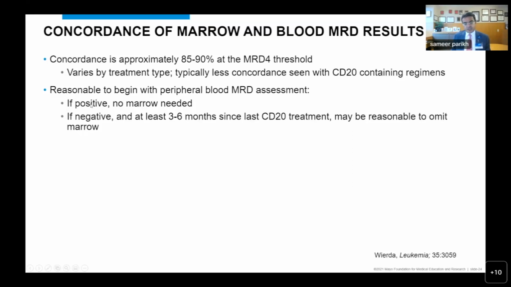And if it's positive, then you're done. You don't obviously need to go look for disease in the bone marrow. But if it is negative, and if it has been at least 3 to 6 months since the last CD20 treatment, you may consider omitting the bone marrow because this may actually be a true finding. And in those patients who have received CD20 antibody, I think you can decide with the patient if you really want to pursue it. But like I said, the concordance is typically about 85% in that situation, which is, I think, reasonably good.